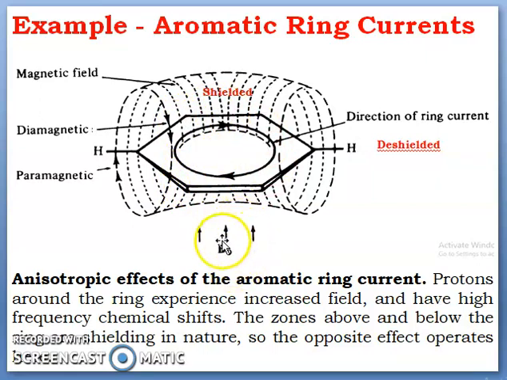If we apply the magnetic field, the magnetic field created by the circulation of electrons opposes the magnetic field which we applied, and the protons in the plane of the ring are completely deshielded. Anisotropy effects of aromatic ring current: protons around the ring experience increased field and have high frequency chemical shifts. The zones above and below the ring are shielded in nature, so the opposite effects operate here.